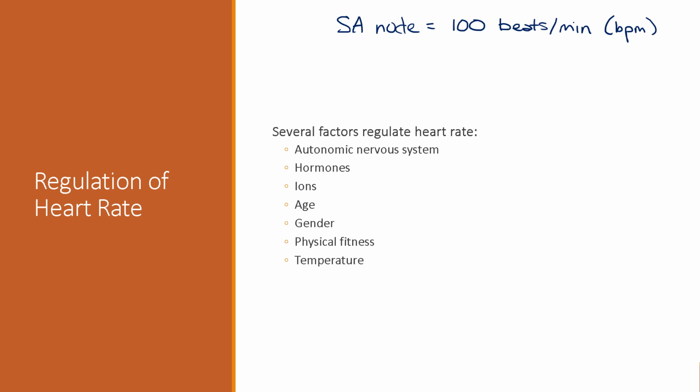However, tissues require different volumes of blood flow under different conditions. Because of that, our body has several different ways to regulate our heart rate. These factors are here, and we'll go over them briefly. Things like the autonomic nervous system, hormones and ions, even our age, gender and physical fitness are ways that our body can help to regulate our heart rate. Temperature is also another factor that influences our heart rate.